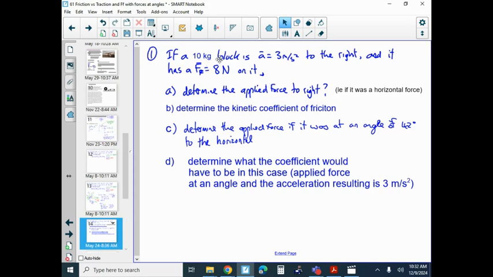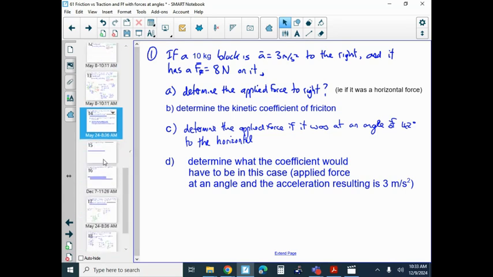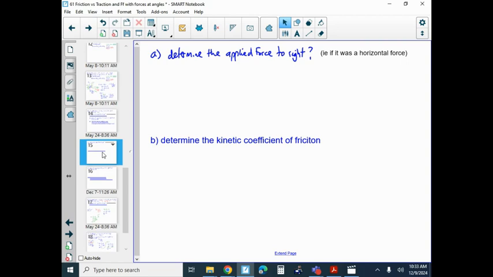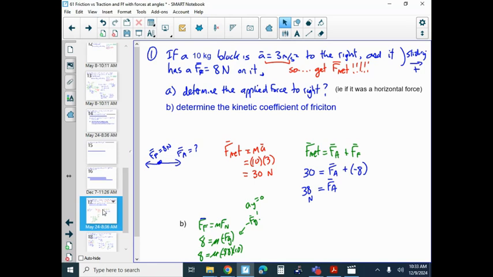What do we have here? 10 kilogram block, force. Oh, so if we have a friction force of 8 newtons, determine the applied force to the right. If it was a horizontal force, determine the coefficient of friction. Determine the applied force if it was at an angle of 42 degrees to the horizontal, and determine the coefficient it would have been in that case. Like there's different versions that you could go through with this, right? So go through those.